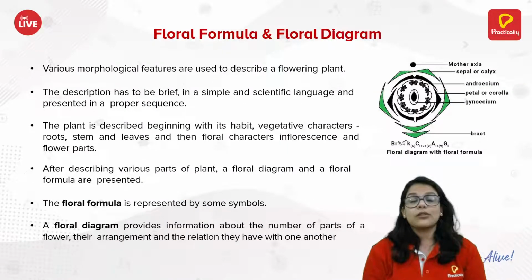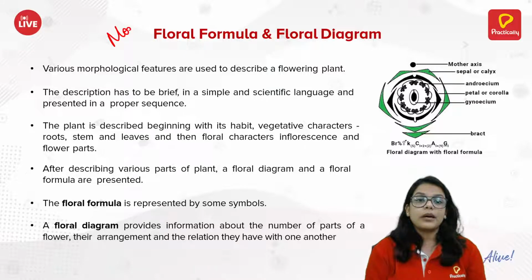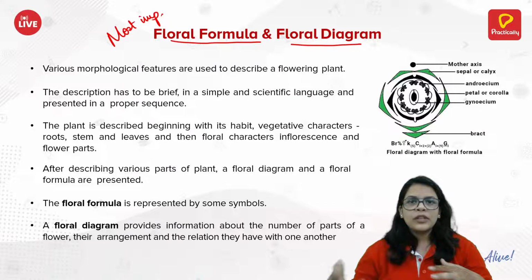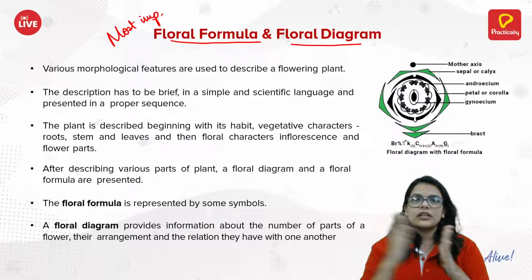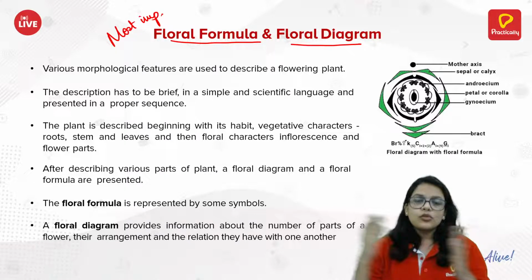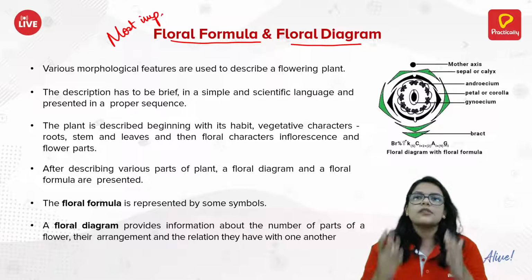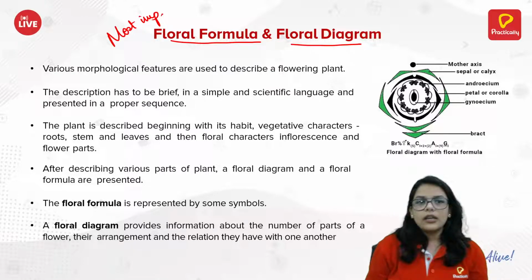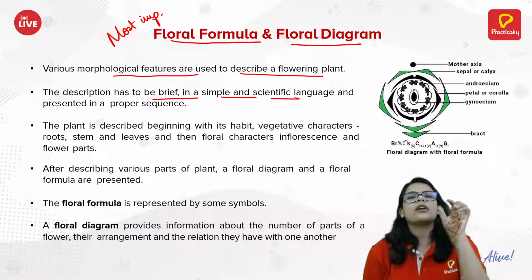And last but not the least, one of the most important parts is the floral formula and the floral diagram. There's a chart you can refer to, and with the help of that you can work out the floral formula. Each and every flower is divided into a family, and with the family you get the different kinds of formulas. Various morphological features are used to describe the flowering plant. The description has to be brief, in simple and scientific language. There are symbols and everything.